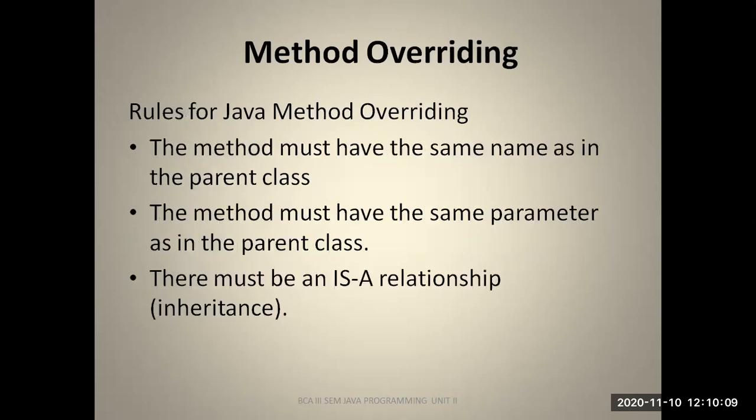Next, let's get into the rules for method overriding. What rules should be followed when we use the method overriding concept in programming? The method must have the same name as in the parent class. That is the first rule. The second rule: it must have the same parameters as in the parent class. Just now I said everything will be the same. And there must be an is-a relationship, that is, there should be inheritance. If a parent class is there, a child class will inherit properties of the parent class. That construct should be there if you want to use the method overriding feature.